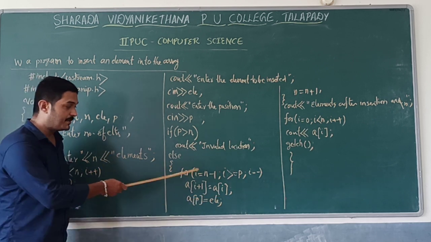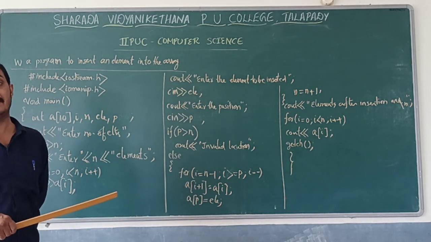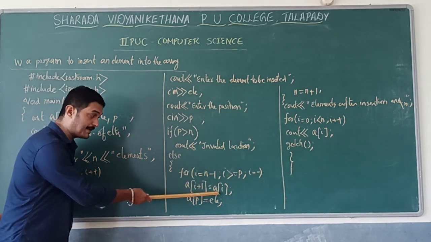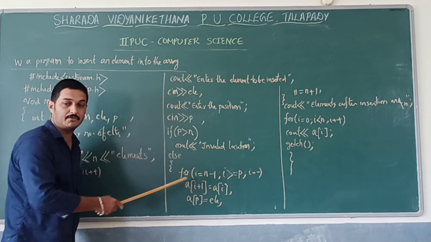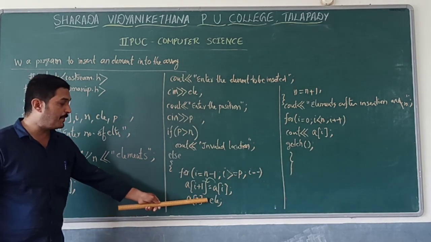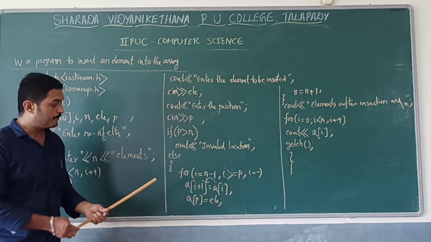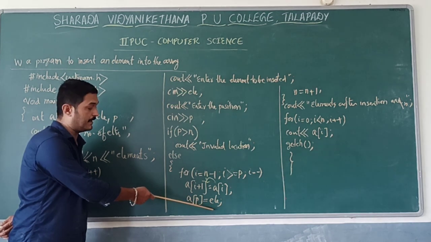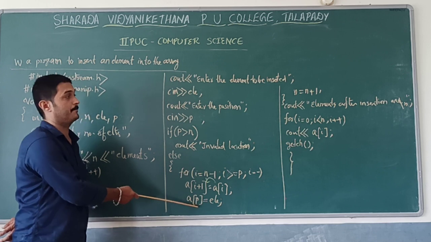So far we know that the assignment operator uses right to left associativity. Whatever values are on the right will be assigned to the left. That's why it uses right to left associativity. a of i plus 1 equal to a of i will be assigned like this. And then a of p equal to ele. At a of p, mathematically a vacuum or empty place is created here, so that element will be assigned to a of p.